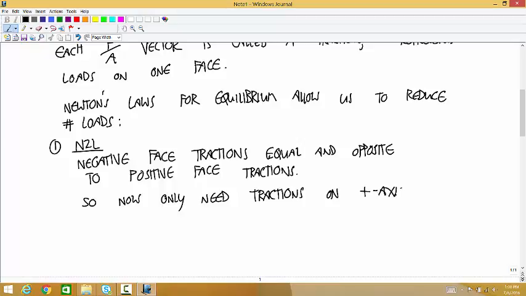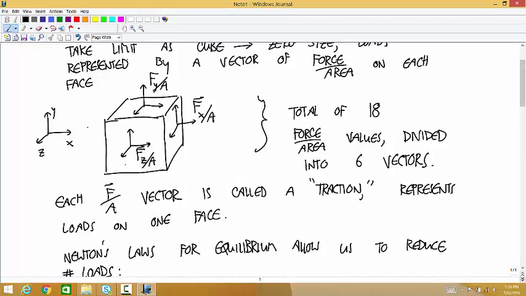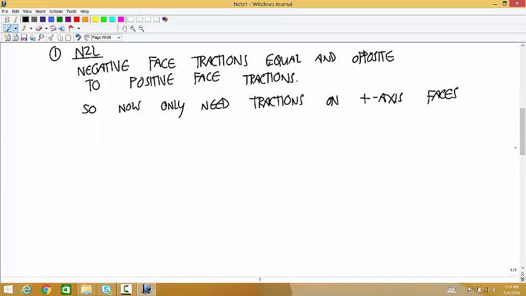Let's say the positive axis faces. And when I say the positive axis faces, think of the origin as being right in the center of the cube. And so each axis is pointing out from the center, out of the material. And so this on the right side is the positive x face. This on the top is the positive y face. The one towards us is the positive z face. So we went from 18 down to 9 values.